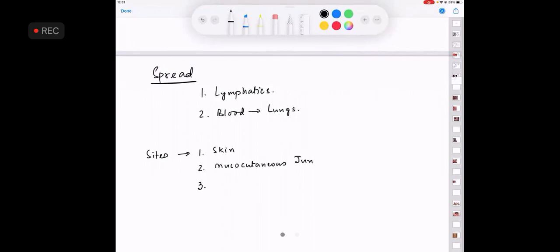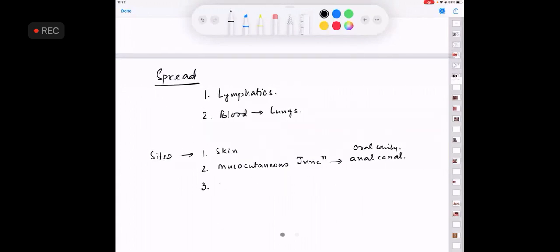Which mucocutaneous junction are you talking about? Sir, the anal canal. Okay, and the oral cavity. Oral cavity is rare, sir. Anal canal is common. Third point is it can also occur in the uvea. I think you were taught this in your ophthalmology.